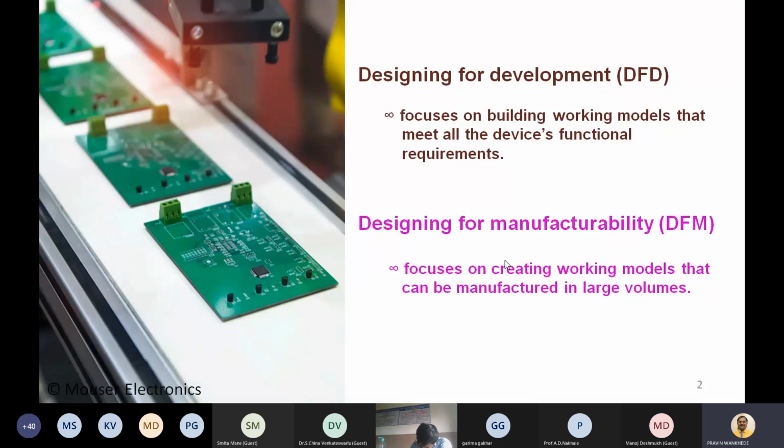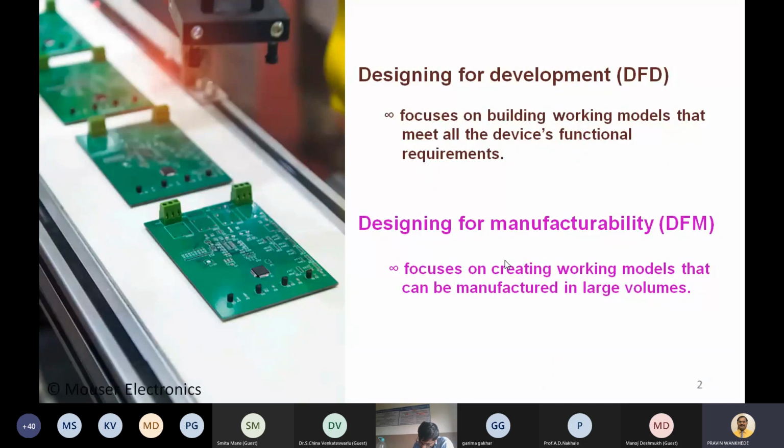At the time of manufacturing, there may be a possibility that the developed product fails in the manufacturing itself. So at the time of developing your project, there is another engineering criterion that you have to identify, and that is called designing for manufacturability. The difference between the two is really the difference in the problems they are trying to solve. That is very important. Both are trying to solve two different problem aspects.